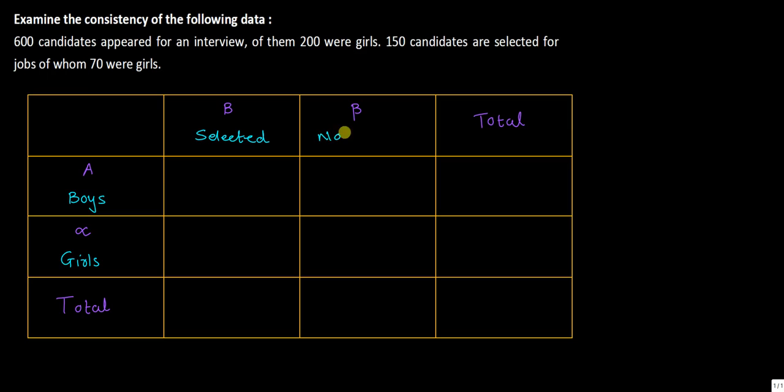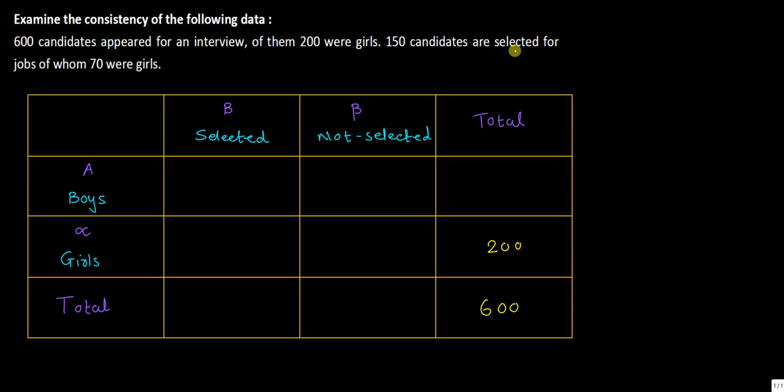Selected and not selected. Okay, now read the question and put the values. First, 600 candidates appeared for an interview, which means total n is equal to 600. Of them, 200 were girls. Total number of girls is 200, so total of alpha is 200. Obviously the remaining are boys, but we don't have to put 400 here right now.